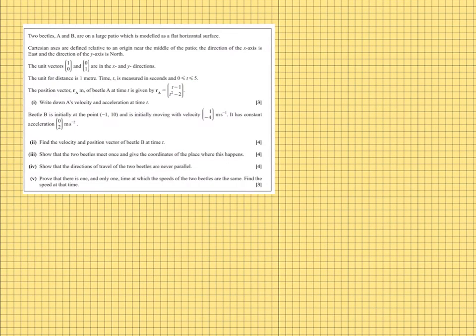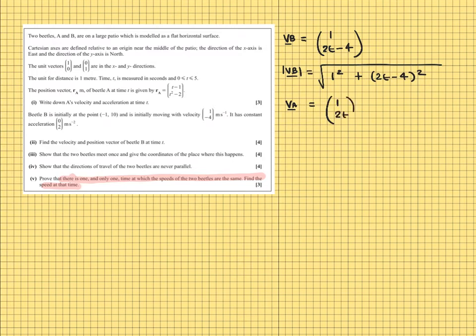Right, this takes us on to part 5. Prove that there is one, and only one, time at which the speeds of the two beetles are the same, and find the speeds at this time. So, speed, that means we need to find the magnitude of each velocity vector. So let's remind ourselves the velocity vector VB is equal to (1, 2t minus 4), which means that the speed is the magnitude of this velocity vector, which is the square root of 1 squared plus (2t minus 4) all squared. Beetle A, if we remember, has a velocity vector (1, 2t), which means if we work out its speed again in a similar way, that's the square root of 1 plus (2t) all squared.